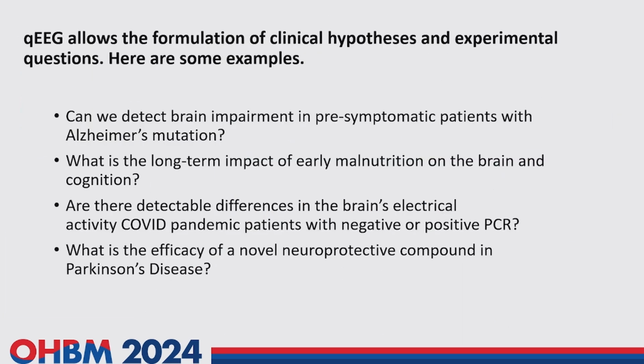We shall concentrate on 4 types of clinical hypotheses that our group has dealt with. First, can we detect brain impairment in presymptomatic patients with Alzheimer's mutation? Second, what is the long-term impact of early malnutrition on the brain and cognition? Third, are there detectable differences in the brain electrical activity of COVID pandemic patients with negative or positive PCR? And 4, what is the efficacy of the novel neuroprotective compound in Parkinson's disease?